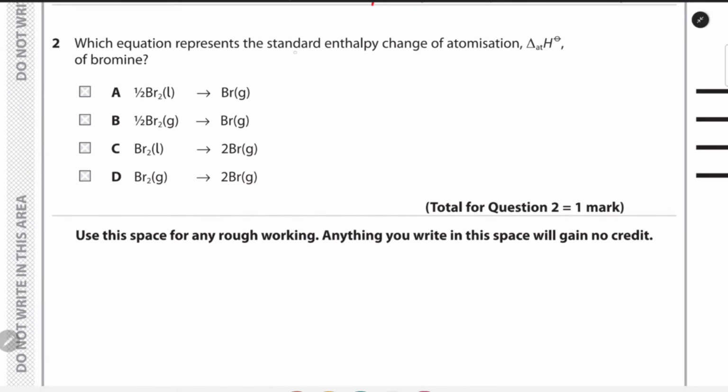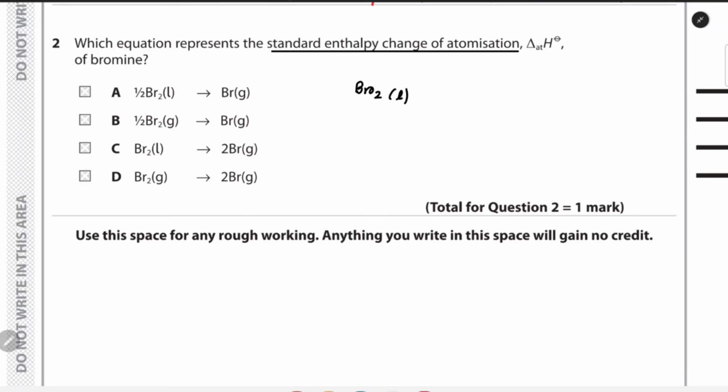The standard enthalpy change of atomization is defined as 1 mole of gaseous element being obtained from its standard form. So bromine's standard form is Br2 liquid. Bromine is a liquid at room temperature.